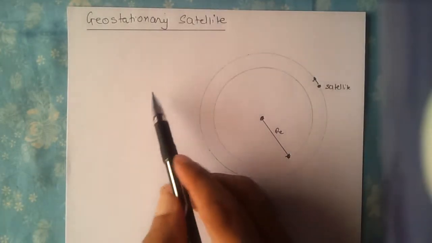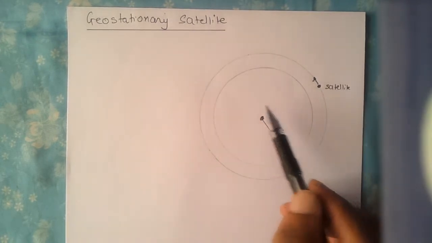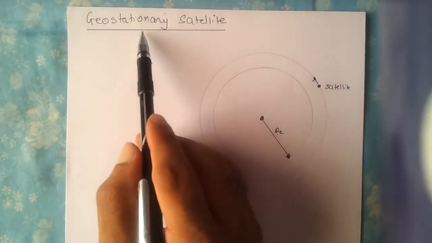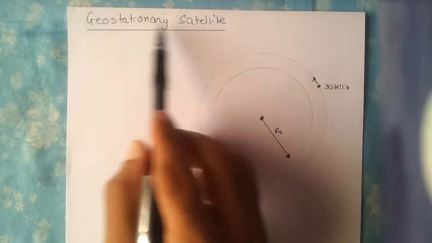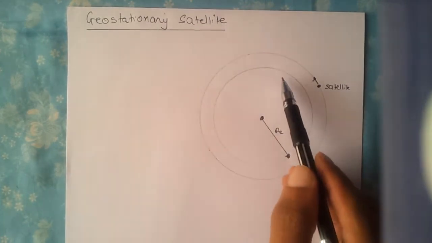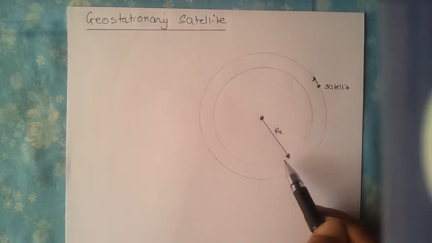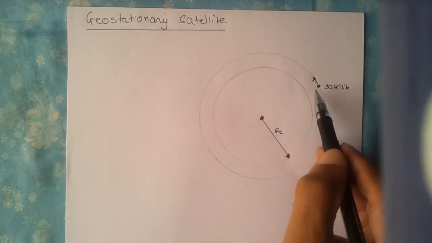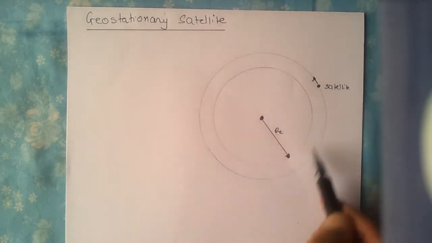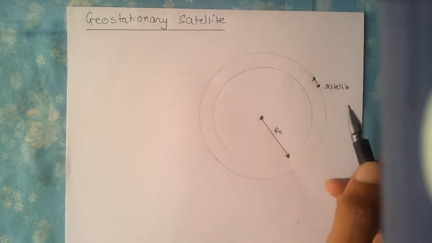After having looked at orbital speed and period of revolution of a satellite, in this video we will try to understand what is a geostationary satellite. So let us look at this particular diagram. Let us say this is Earth, which has radius RE, and there is a satellite which is revolving very close to the surface of the Earth.